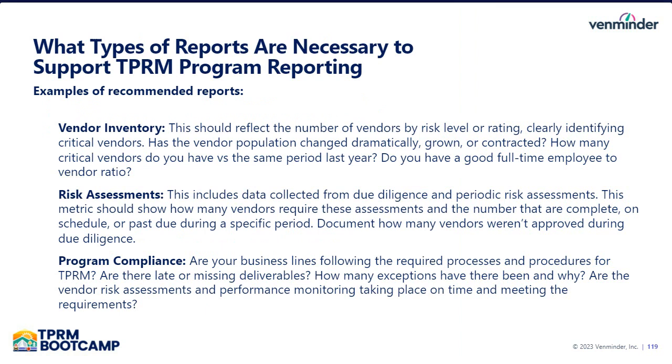So what types of reports that we might be pulling already could we use in support of these metrics? Well, here are a few examples. First of all, your vendor inventory. You can definitely get a lot of information for your third-party risk management program metrics from those reports. Your risk assessment report can tell you a lot about compliance, what's past due, what's upcoming. And then your program compliance: are your business lines following the required processes and procedures for third-party risk management? If not, what are the issues? Are there late or missing deliverables?